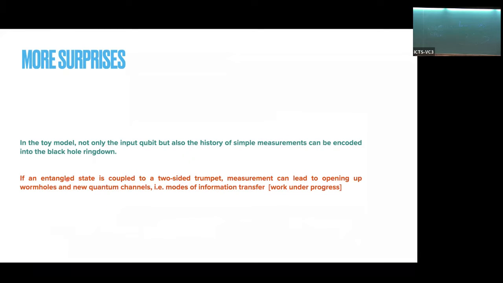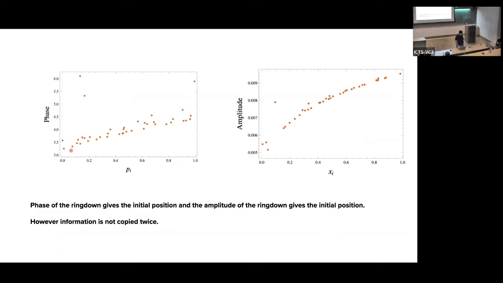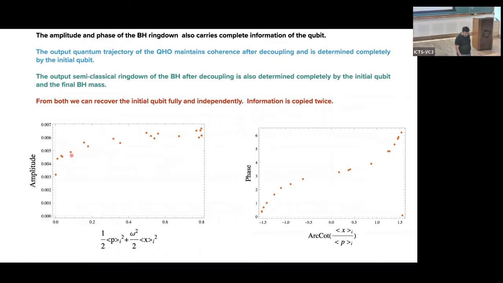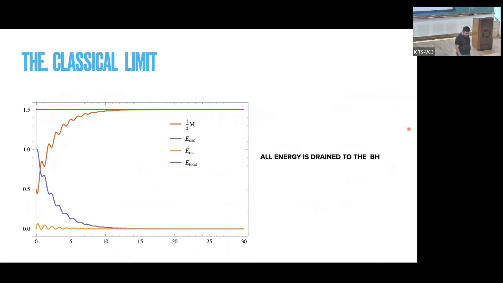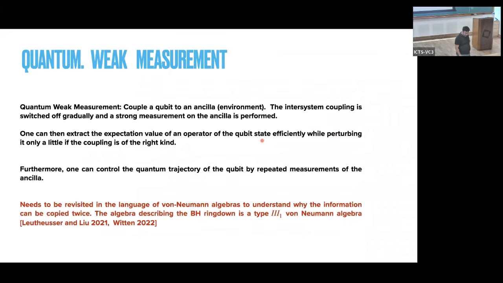And then I think I have some comment that Suvrat is saying, but before that, in this toy model, what you can do is something even more radical. You can not only measure the input qubit, but you can also copy the information of the history of simple measurements, like energy measurements, into the black hole ringdown. And the way it happens is as follows. The initial qubit on the Bloch sphere is encoded, but these functions change as a function of what measurement you have done. So by the change in these functions, you could tell what kind of history of measurement you have done, if you do some simple measurements.